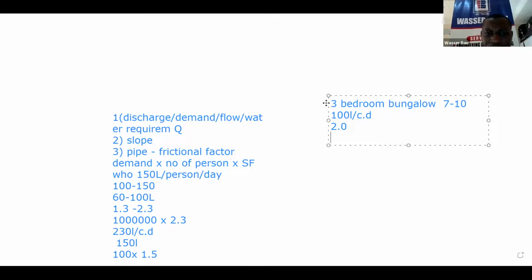So from what I just said here, the water demand is 100 liters per capita per day. Now watch this calculation. I'll multiply it by the number of persons, and we'll say let's use 10. Then safety factor, let me use 2.